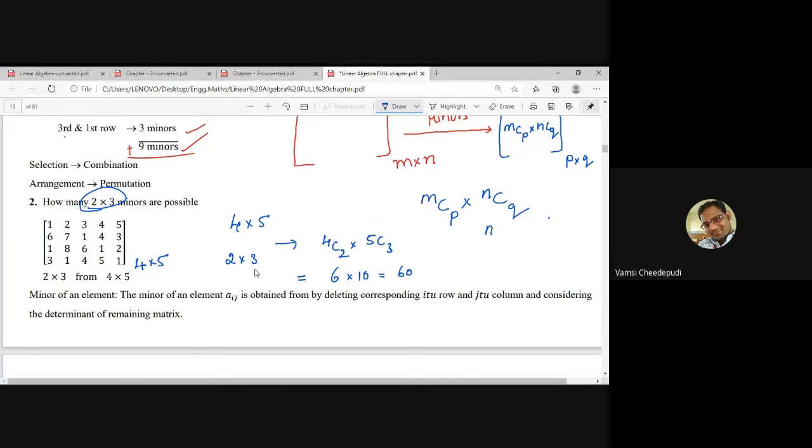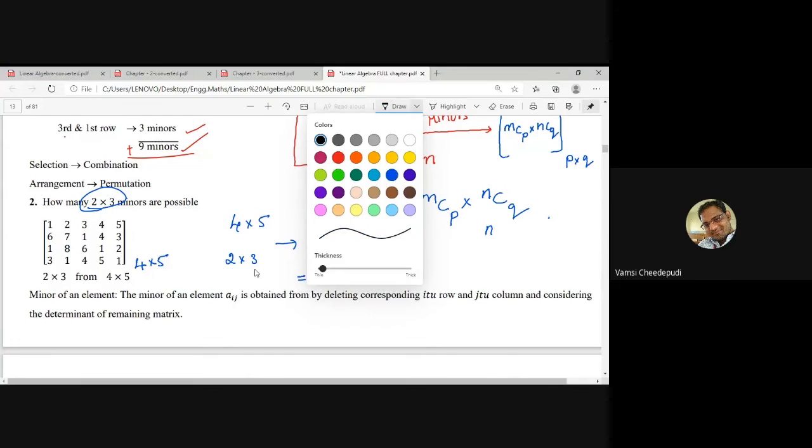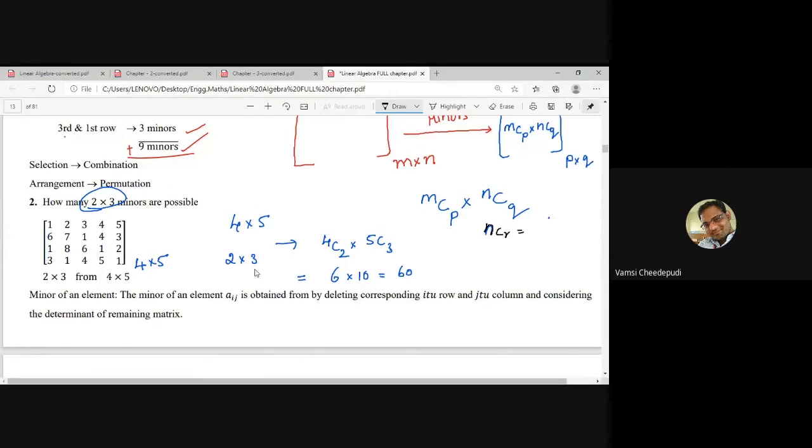nCr, let me change the color. nCr is equal to n factorial by r factorial into n minus r factorial. So if you want to find out 4C2 is equal to 4 factorial by 2 factorial into 4 minus 2 factorial. But in simple words, we know that this common factorial is going to be cancelled. 4 factorial, 2 times by 2 factorial. 4 into 3 by 2 into 1. And it is of 2 times, 2 3s are 6.